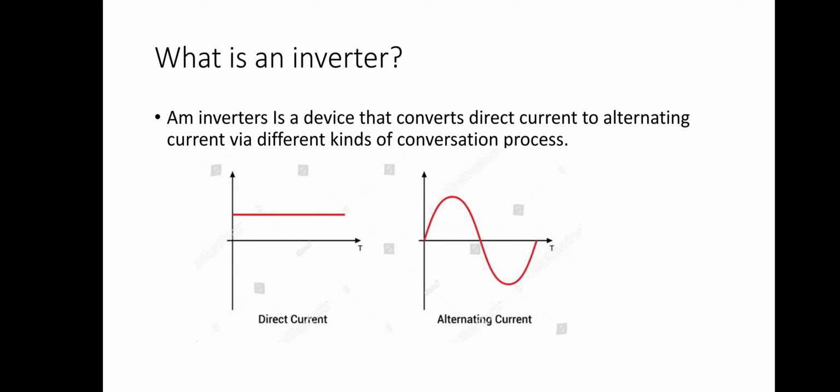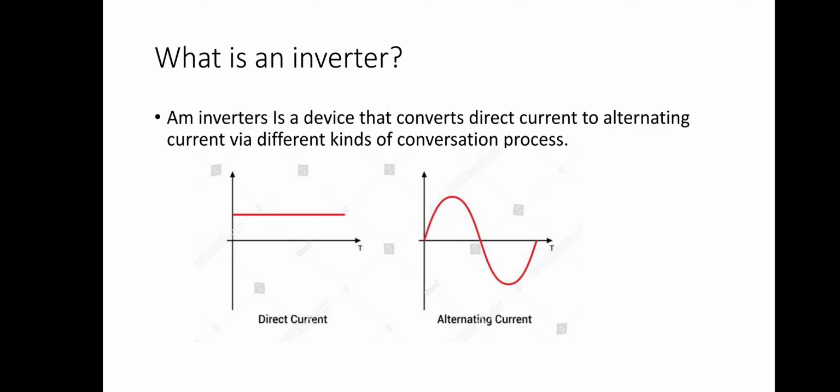Now, what is an inverter? I know many of us are into the system, so we know what an inverter is. But for those who are just new, or just attending this class for the first time, an inverter is a device that converts direct current to alternating current via different kinds of conversion processes.